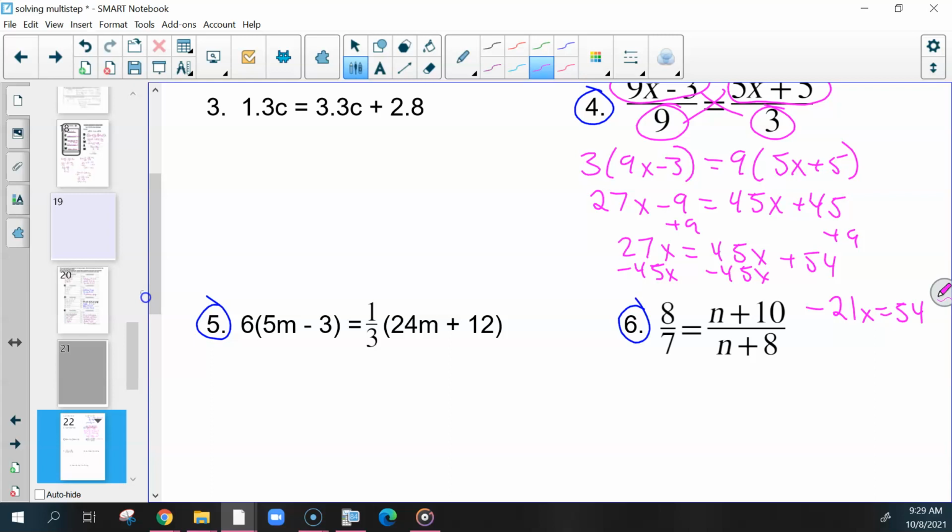I don't think it was 50. 27. And then divide both sides by negative 18. What is x? Negative 3.